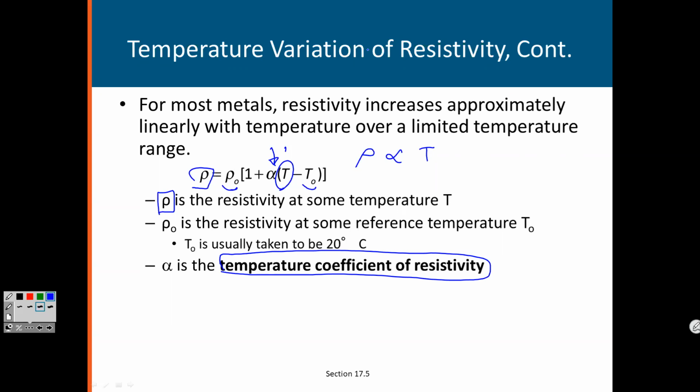And usually these are a reference temperature and the resistivity at that reference temperature. Usually we take the reference temperature to be 20 degrees. Not necessarily, it doesn't have to be 20 degrees, but that is the standard. All right.